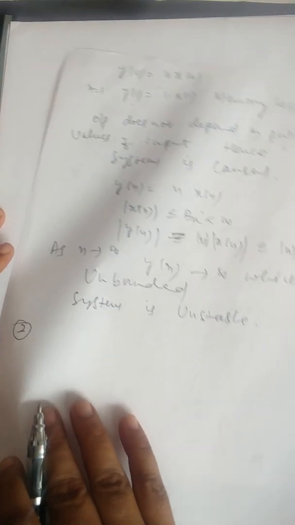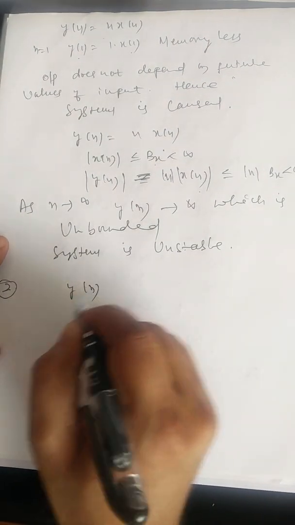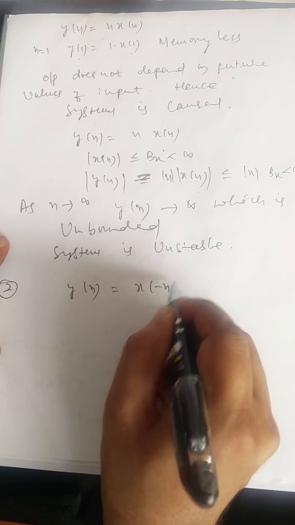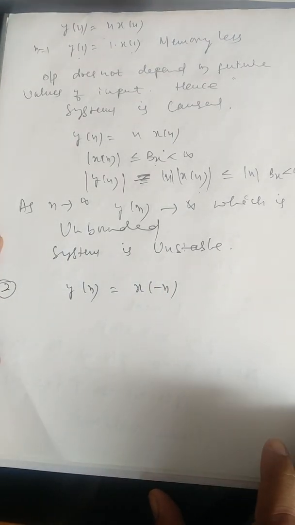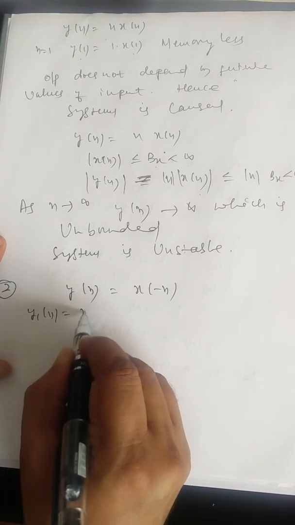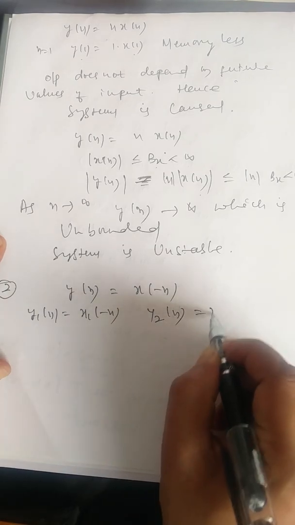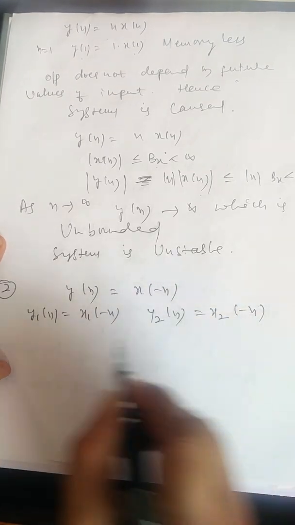Second problem here is y of n is equal to x of minus n. To check for the linearity, let y1 of n be equal to x1 of minus n, and y2 of n be equal to x2 of minus n.